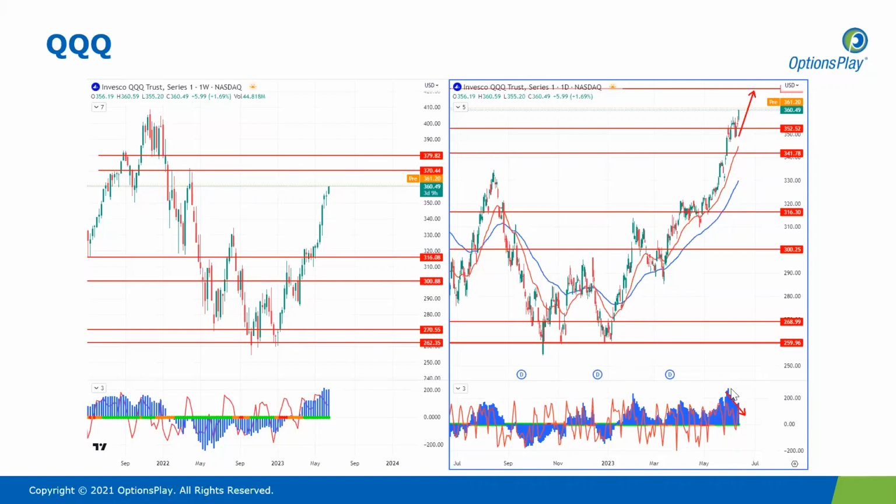Now, daily momentum, not overbought. Weekly momentum is overbought. But weekly momentum can stay overbought for longer than daily momentum. So the fact that we've seen a pullback on daily momentum does indicate that there's a green light for this rally and for continuation higher here for the NASDAQ 100 to revisit the major area of 370.